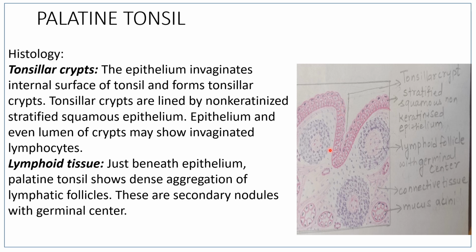Then beneath the epithelium we have the aggregation of lymphatic follicles, and these lymphatic follicles are secondary nodules as they have in the central part the germinal center or pale staining area. So these are the secondary nodules present in the parenchyma of the tonsil.